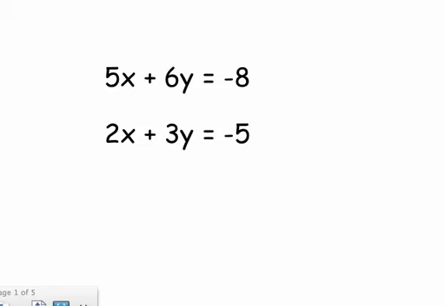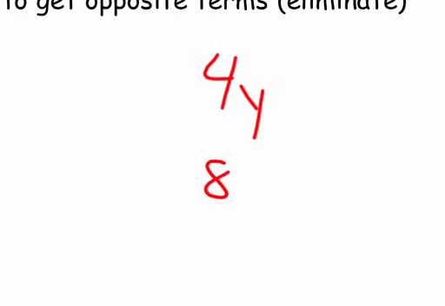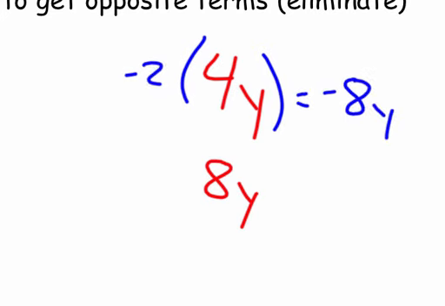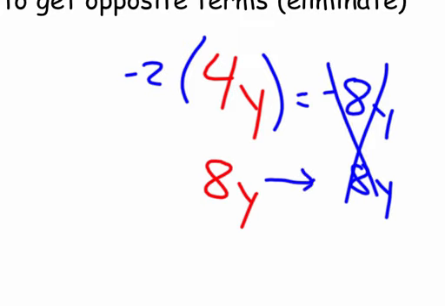So for example, if I had a 4y and an 8y, a common multiple would be an 8y, right? I can get these both to an 8y. And usually I want to get one positive and one negative so they cancel. So I would take this first one and multiply by a negative 2, because that would bring it to a negative 8y, which would cancel with my positive 8y. Okay, so that's what I want to try to do. I want to try to cancel one of my x's or y's.